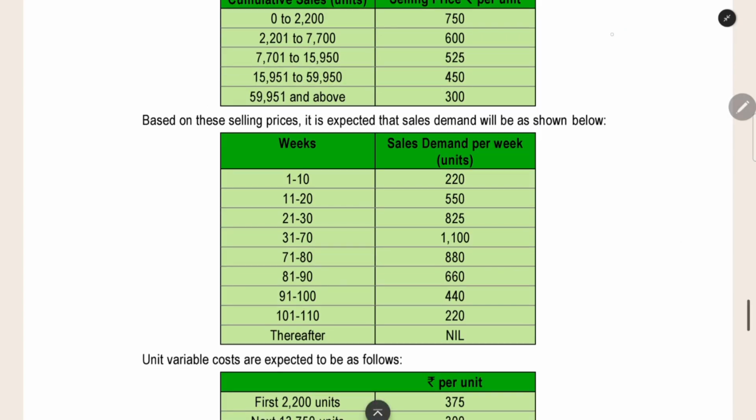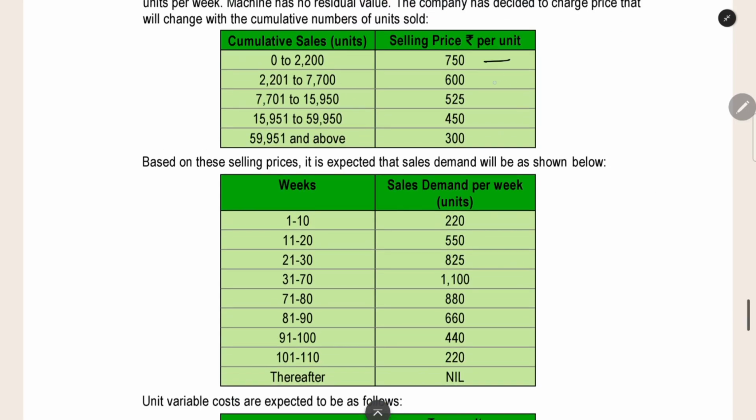And then, in the decline stage, how much are we selling? 22,000 units. Now, we used all the sales prices in the table. This is for introduction, this is for growth, this is for maturity. Now, the remaining is only one selling price that will be used for decline. After selling 59,950 units, for every 1 extra unit we sell, the selling price will be 300 rupees. The maturity stage is completed by selling 59,950 units. If you sell again, it will come under the decline stage.